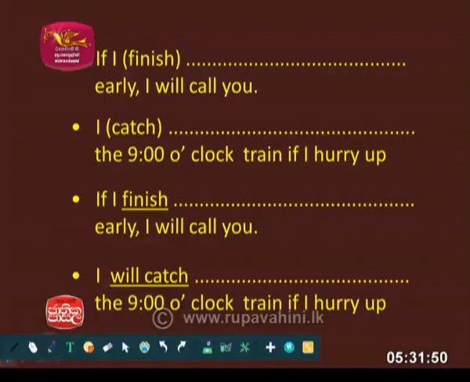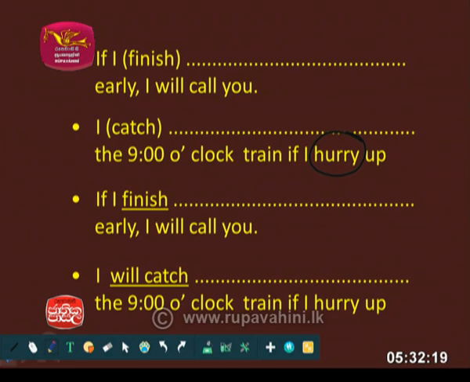Right, yes, okay, right. So that is the condition. So if I hurry, what will happen? I'll be able to catch the train. Yeah, right. So the answer will be the last one, Terence. The answer will be: if I hurry up I will catch the 9 o'clock train. Exactly. So I will catch the 9 o'clock train if I hurry up. So right.